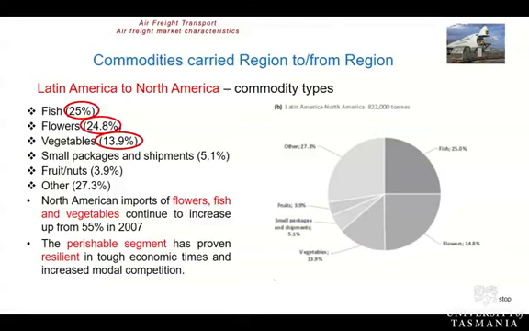Okay, any questions about the makeup of commodities by virtue of trade lanes? All over that? Okay. I'll keep rolling on because I can just see that you're up to keep going.